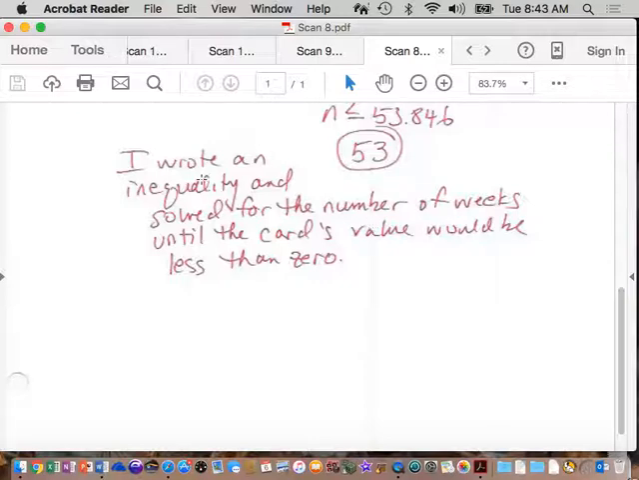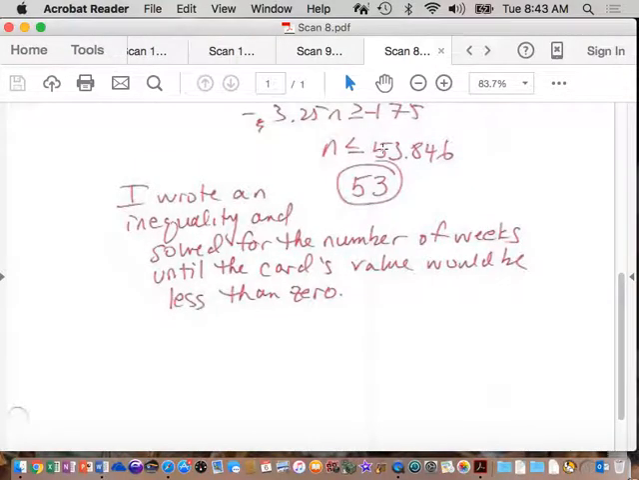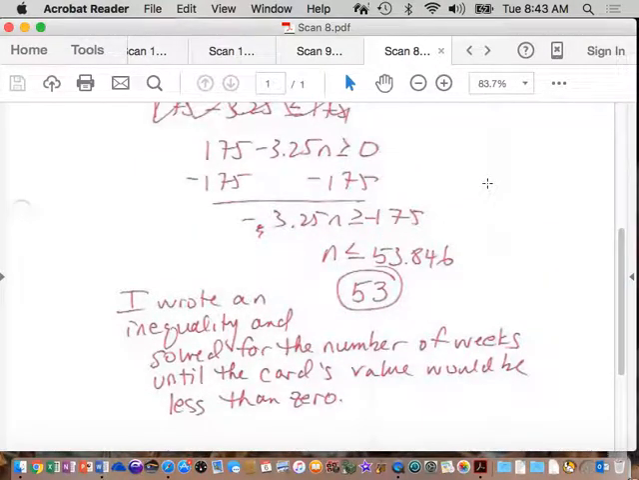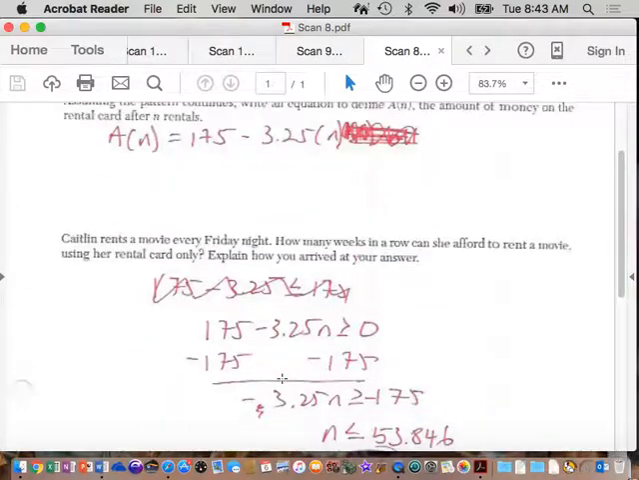Now, I wrote an inequality and I solved for the number of weeks until the cards would be the same. You don't have to have the same explanation. You could have done 175 divided by 3.25, but you must have an explanation because it says here, explain how you arrived. If you don't put your explanation, it'll say, no explanation, take off 2 points. Or take off 1 point, whatever they would say, okay?